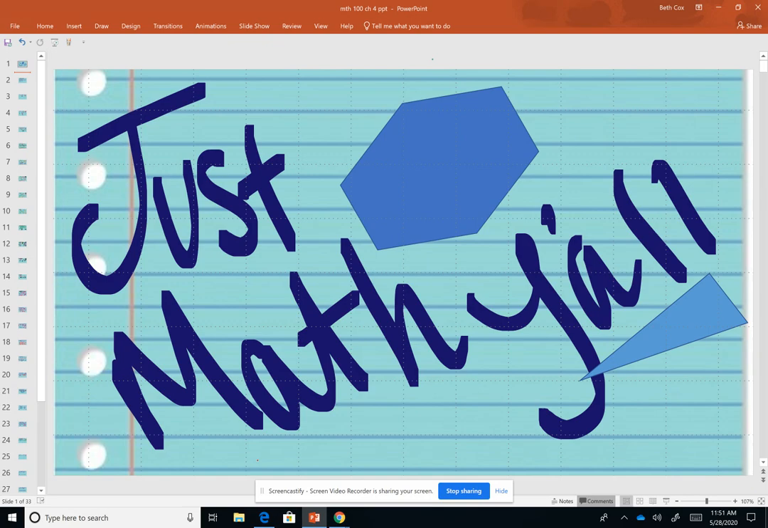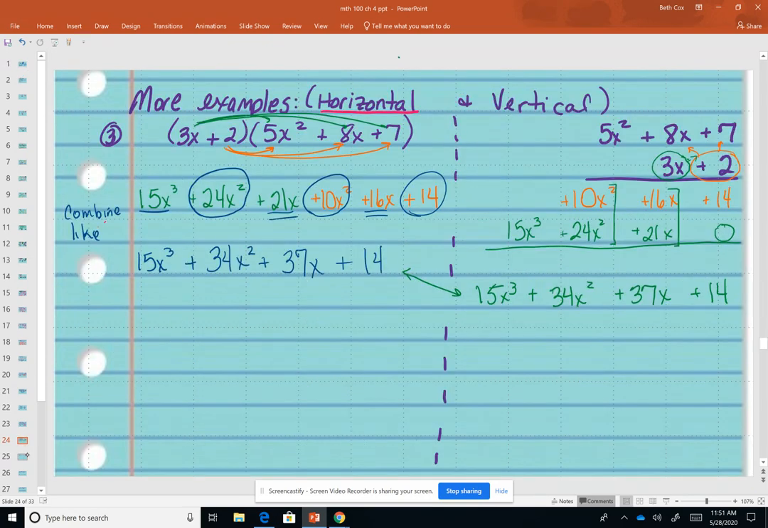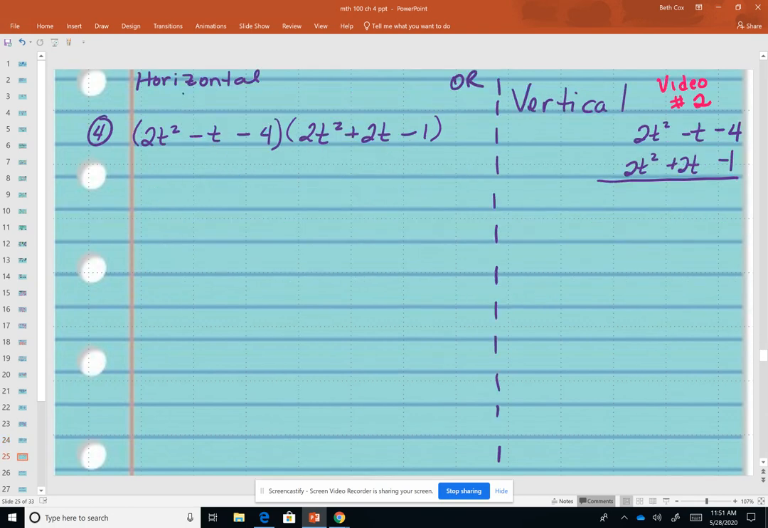This is the second video of two where we are multiplying polynomials, or hopefully second video of two, maybe second video of three. So here we go. These are some hard ones. Go ahead and copy them down and see what you're going. We're going to use the distributive property, and we're going to then work these out.